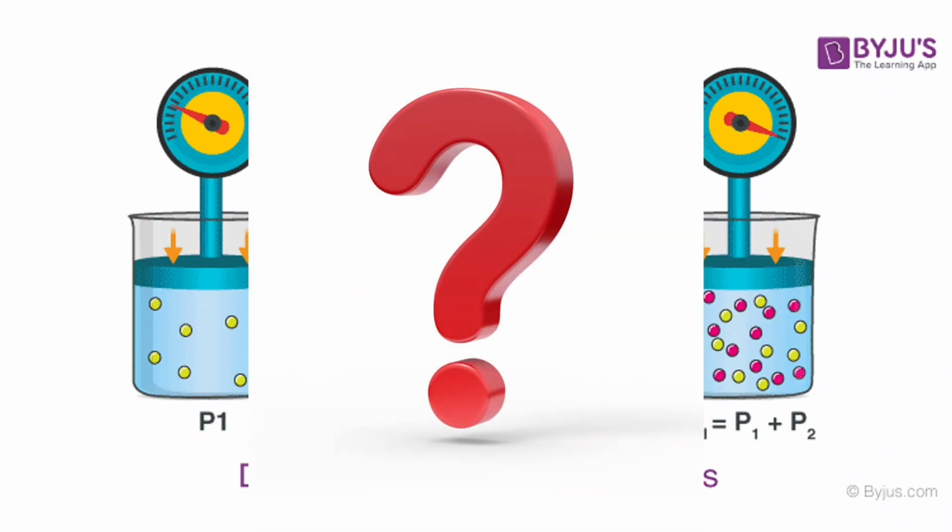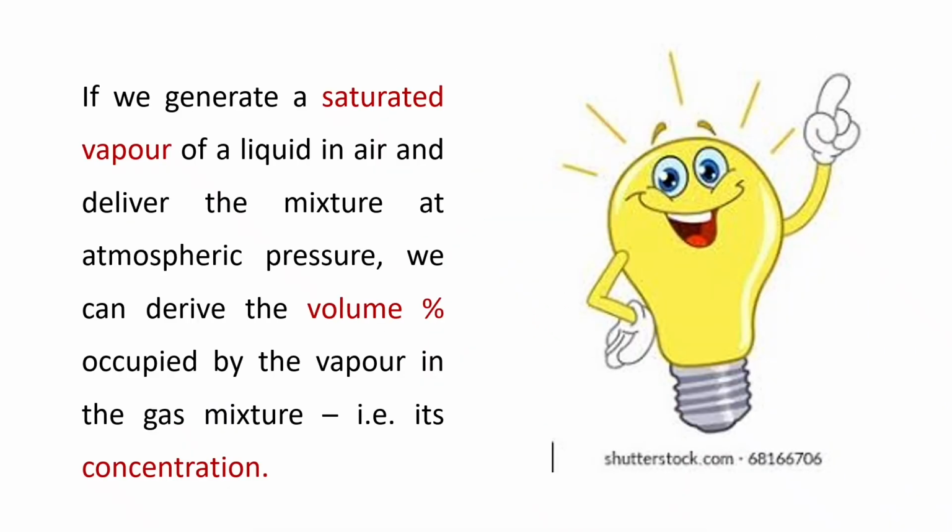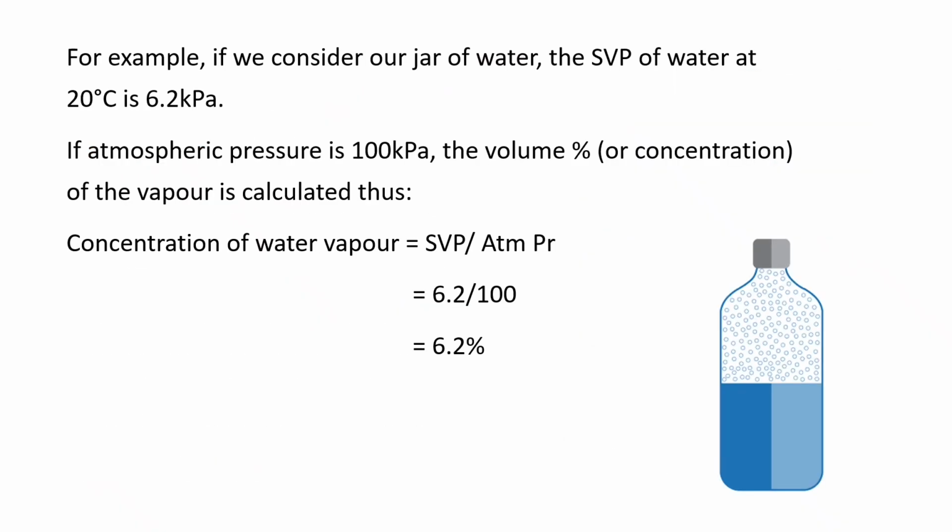Now you will ask, what should we do with all of this information? The implication of this is that if we generate a saturated vapor of a liquid in air and deliver the mixture at atmospheric pressure, we can derive the volume percentage occupied by the vapor in a gas mixture, that is, its concentration. For example, if we consider our jar of water, the saturated vapor pressure of water at 20 degrees Celsius is 6.2 kilopascals. If atmospheric pressure is 100 kilopascals, the volume percent or concentration of the vapor is calculated as: concentration of water vapor equals saturated vapor pressure divided by the atmospheric pressure, that is 6.2 divided by 100, which is 6.2%.